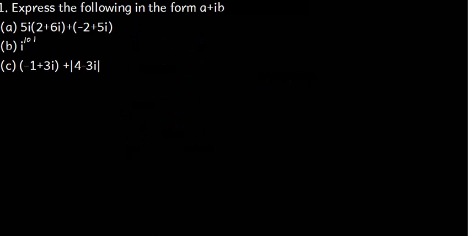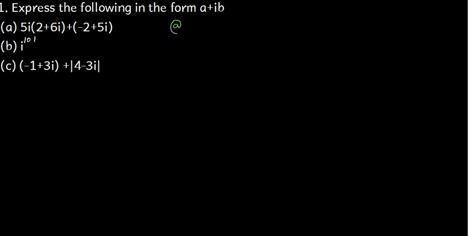Now, let's look at some questions. Express the following in the form a plus ib. Starting with the first one, 5i times (2 plus 6i) plus (negative 2 plus 5i). So what we can do is multiply the 5i with everything that is inside there. That is going to give us 5i times 2, that would be a 10i.